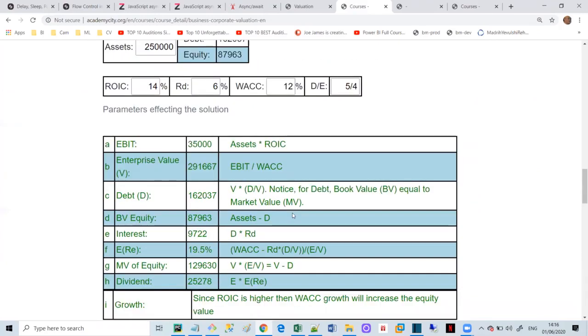Later on, we had debt. How much is the debt? It's the market value of the company times 5/9. D is 5 and V is 9. That's the ratio. That's the way we got the 162. The other way to do it, and we did three other methods, maybe I will add the other three methods here, but either one of them is good enough.